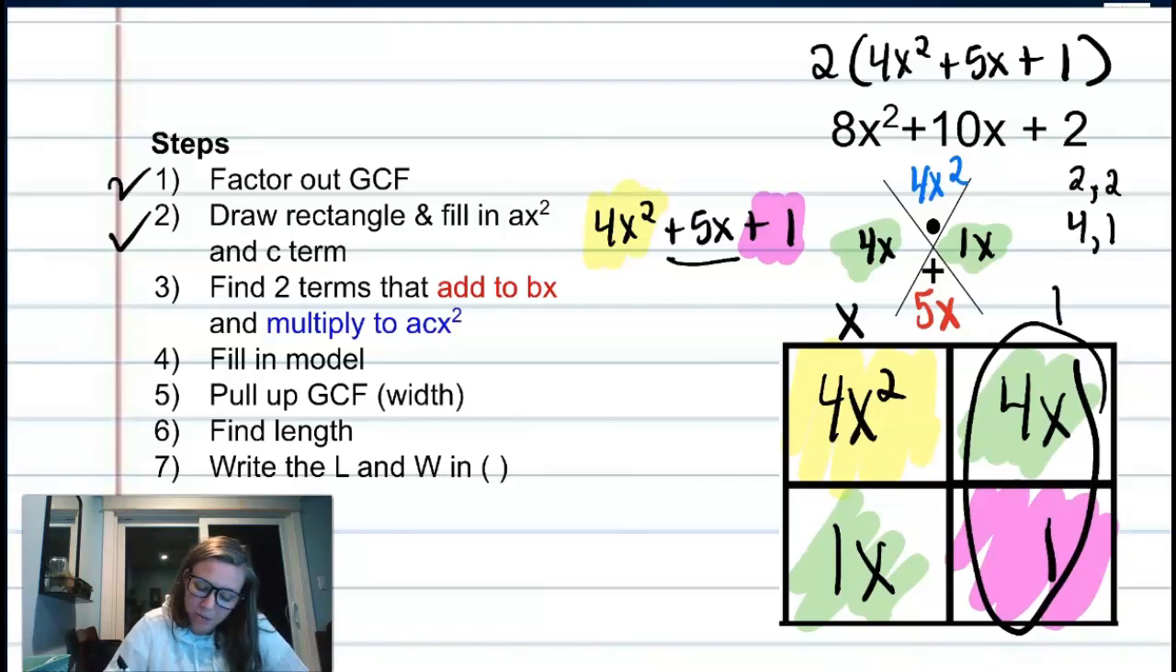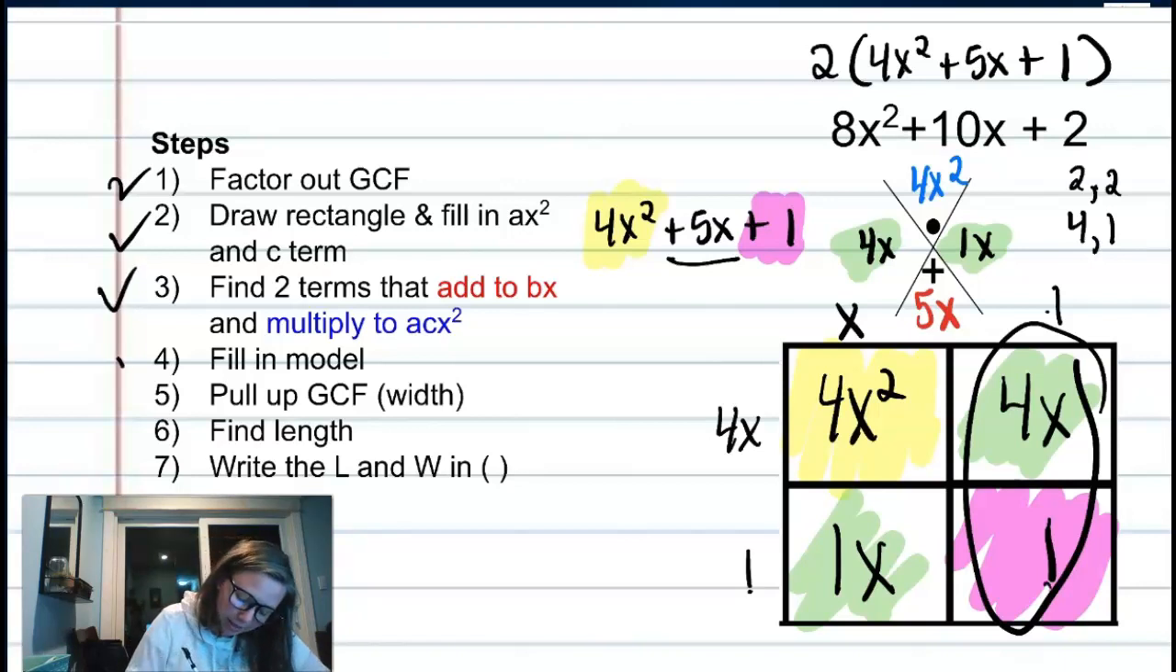So what do I have to multiply x by to get 4x squared? 4x. 4x times x is 4x squared. It's almost like a puzzle. You got to make it work. 4x times 1 is also 4x, so it's perfect. And then the bottom left, what times x gives you 1x? 1. And the same thing, 1 times 1 is 1. So you can do checks as you're doing this along.